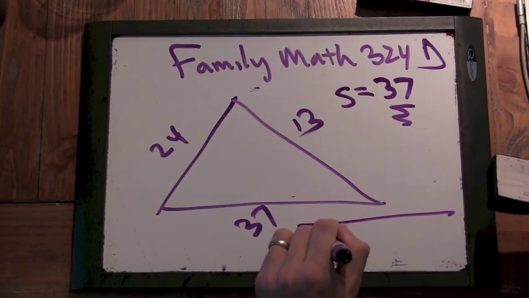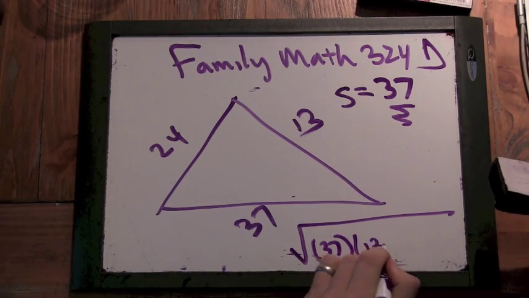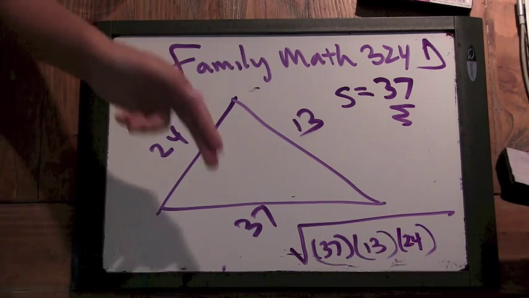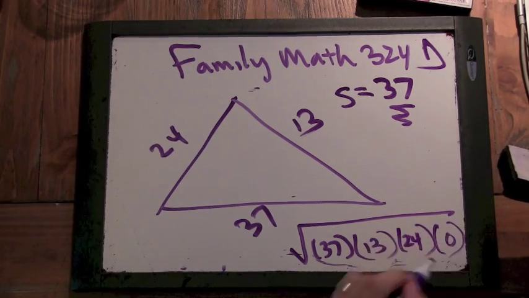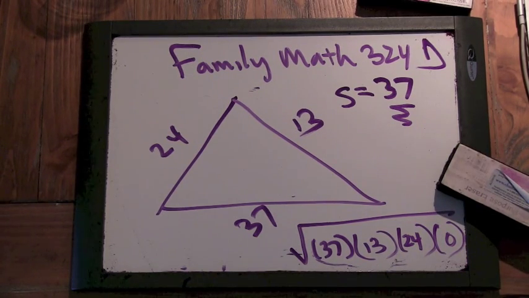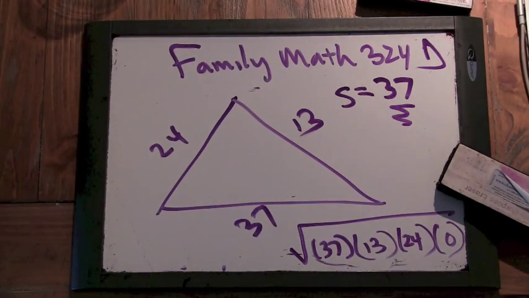So I get 37. What's 37 minus 24? 13. 24. And then 0. So that's what makes it 0. Times 0. Do you know what the square root of 13 is? Well, you don't have to. Why not? You have a times 0. It all is 0.